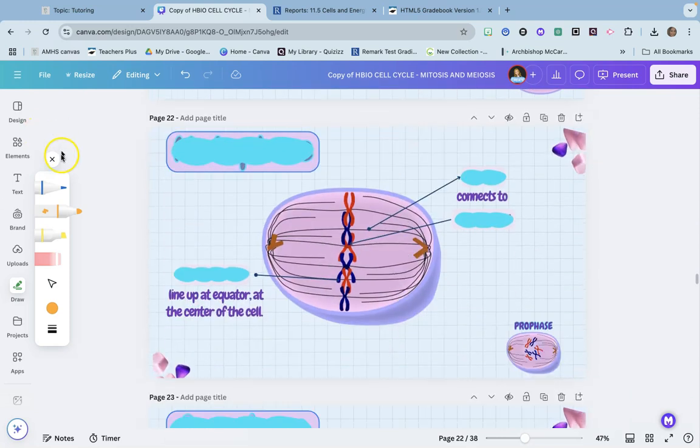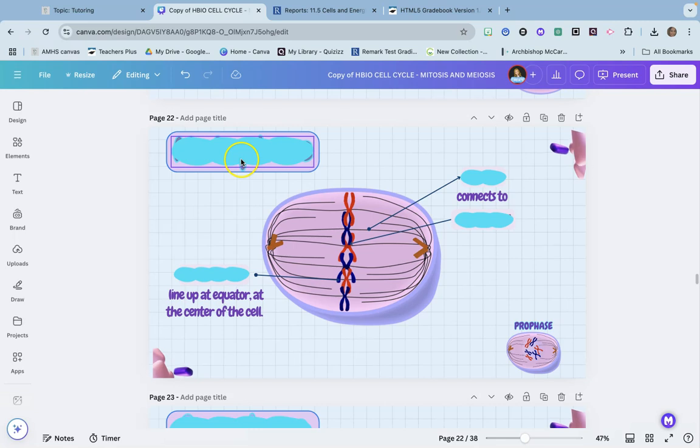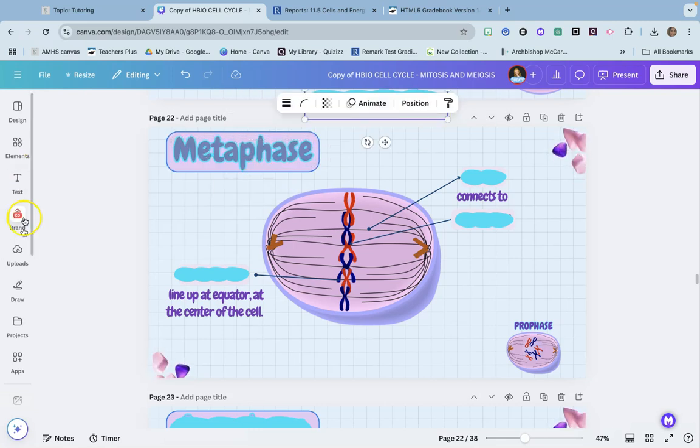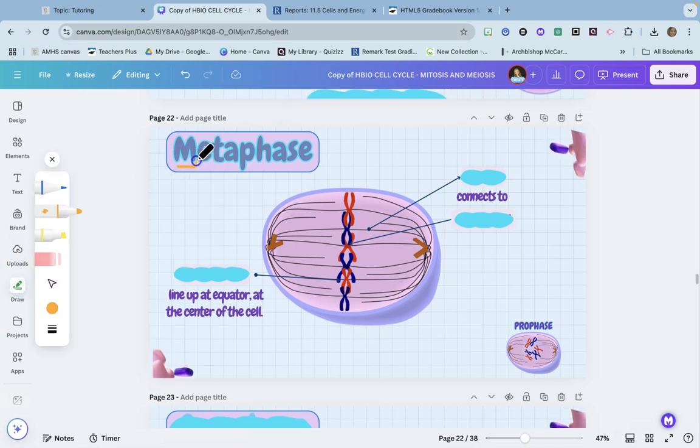All right, what comes after prophase? Metaphase. We're going to underline M for metaphase. Why do you think I'm underlining the M? What do you see happening? Middle. The chromosomes line up at the equator, which is the middle. Now, it could be the middle vertically, it could be the middle horizontally, depends on which way the cell is facing, but the chromosomes line up at the middle.